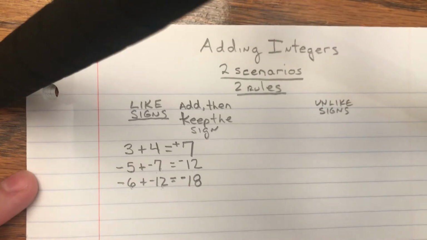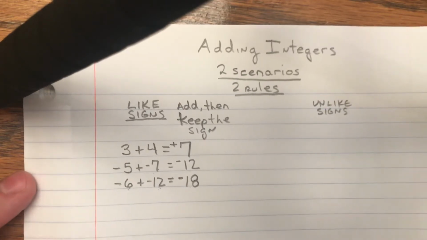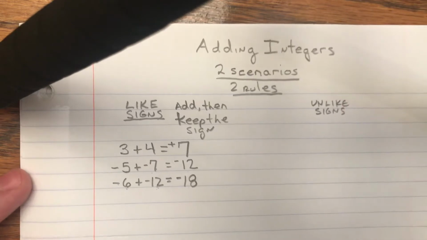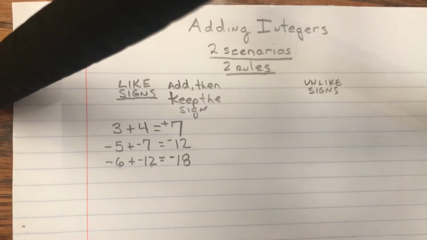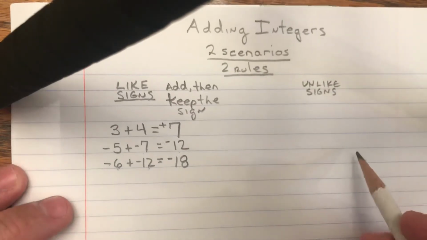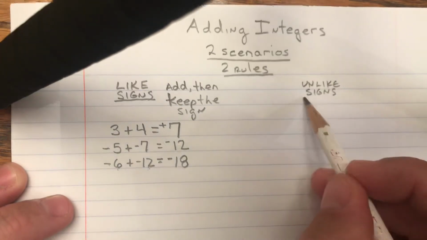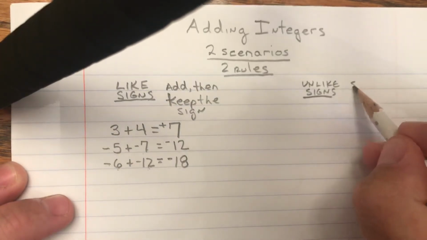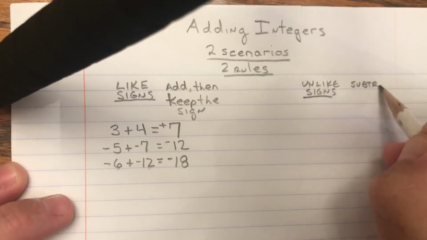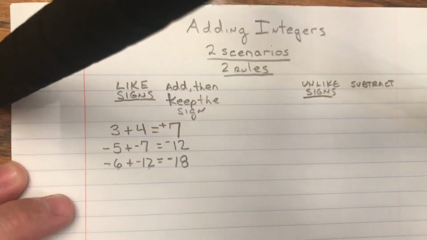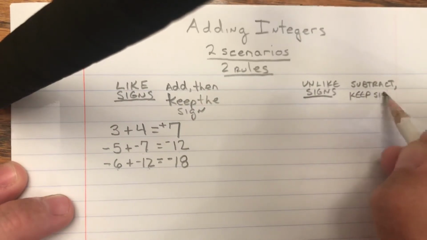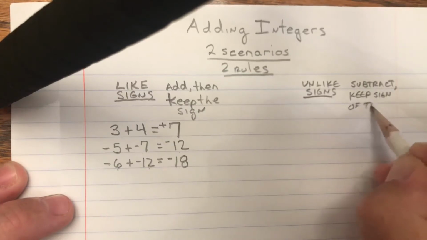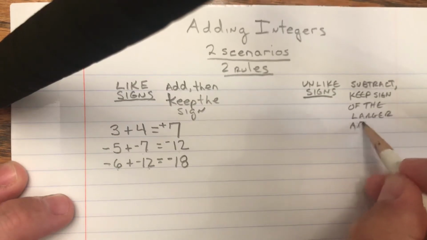Okay, now the other scenario is a little trickier. People find it a little tougher to remember, and it's maybe not as obvious. When there are unlike signs, okay, what you are going to do, you're going to follow this rule. You are going to subtract the two numbers, okay, and then keep the sign of the larger absolute value.